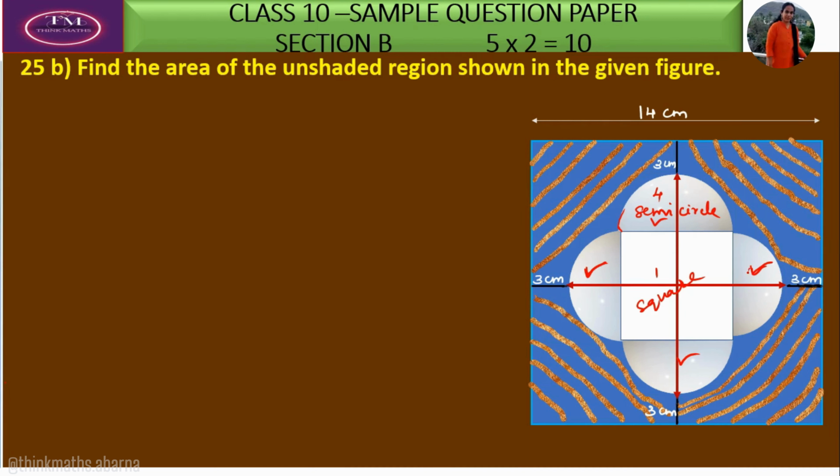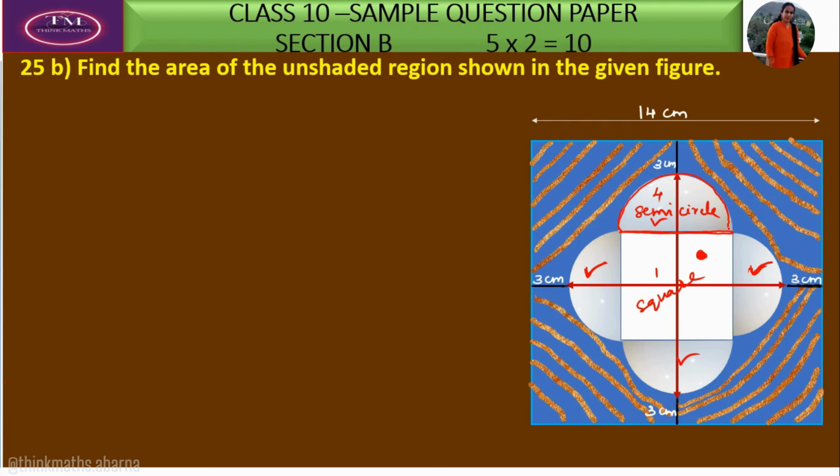So the shaded part will be nothing but 4 into the area of a semicircle, and this part is nothing but the area of the square. If we add the area of the square and 4 into the area of a semicircle, we will get the area of the unshaded region. To know this, we have to know the side of the square. Here the side of the square and the diameter of the semicircle are the same.